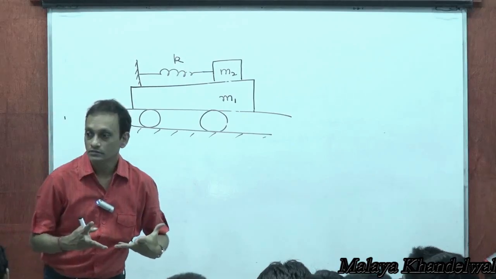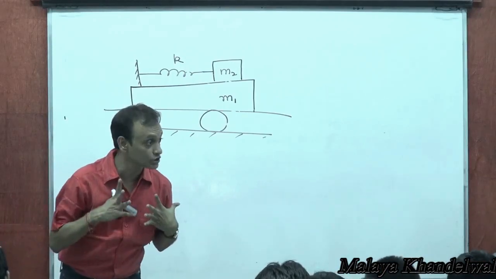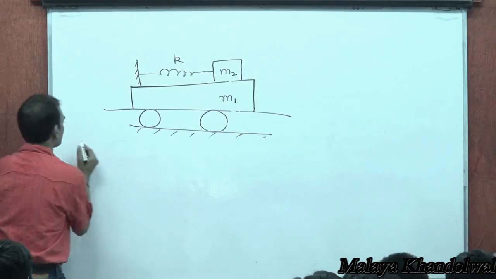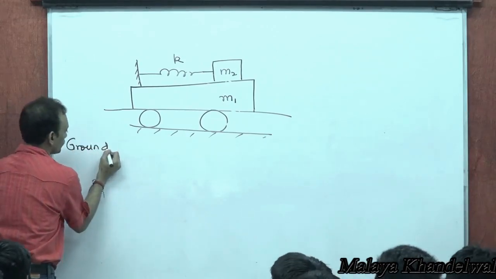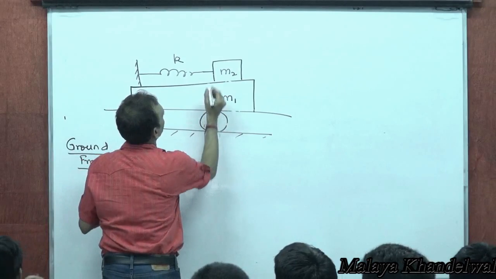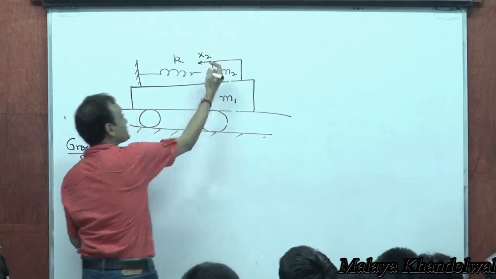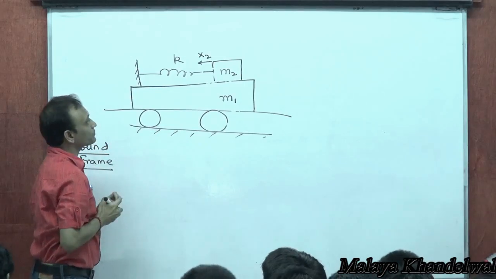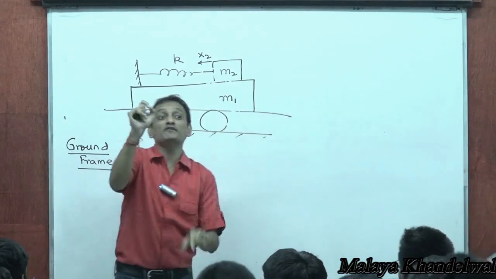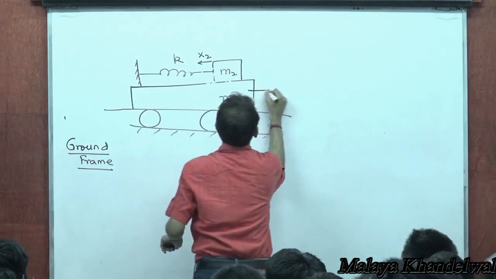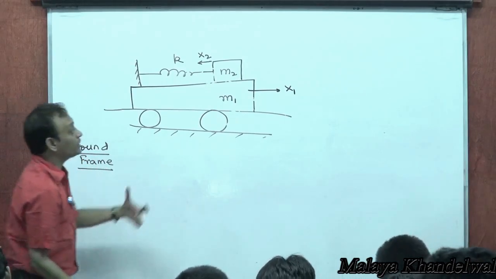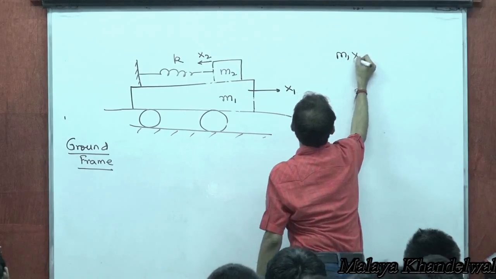Let's see what happens to the motion of M1. Let's examine what would happen to the motion of M1 in the ground frame. Let's say when this moves by an amount x2, as seen by the ground observer, then do you realize that there are no external forces acting on the system? Then M1 must move to the right to preserve the position of the center of mass of the system. M1 moves by an amount x1 to the right so that the center of mass of the system is preserved at the same spot, in a manner that M1 x1 must be equal to M2 x2.